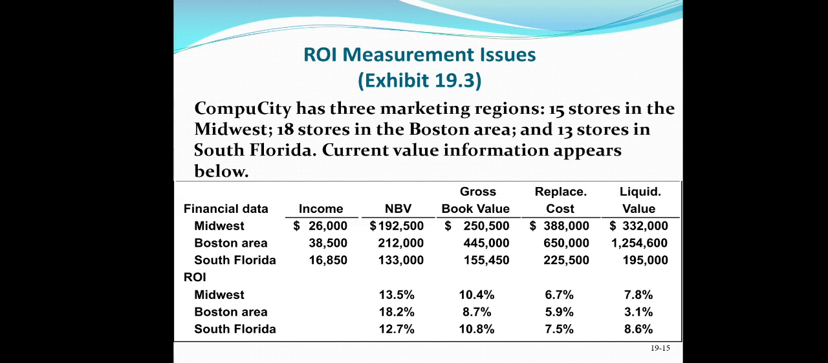Okay, let's see the ROI. If you calculate the ROI, remember the basic formula is profit over investment, or income over investment, same thing. So see here, if the value of investment is recorded using NBV, the ROI is different. If the investment is recorded at gross book value, then the ROI is different. Replacement cost is also different. Liquidation value is also different. So it shows here that the way you define the investment, if you use a different way, you will get a different ROI. That is the thing that you have to be aware of.